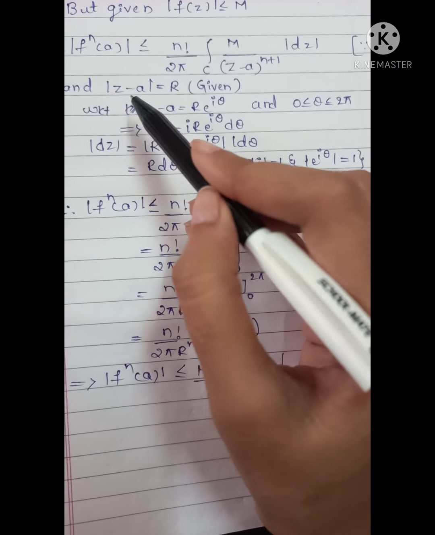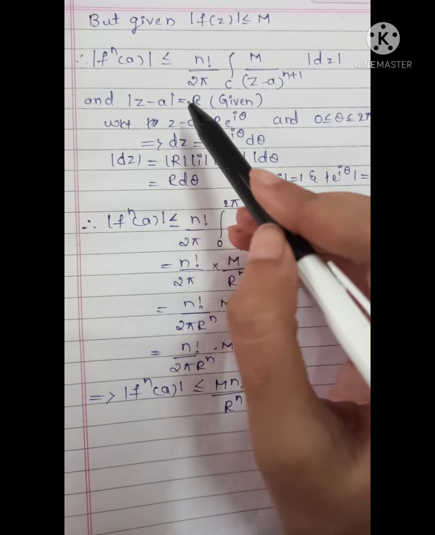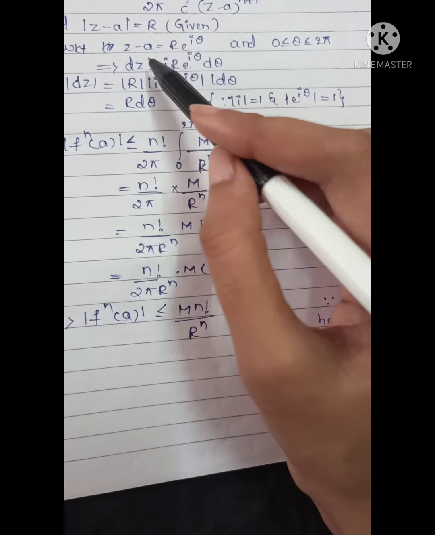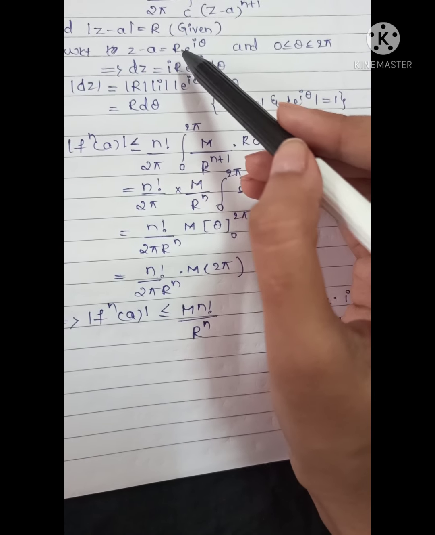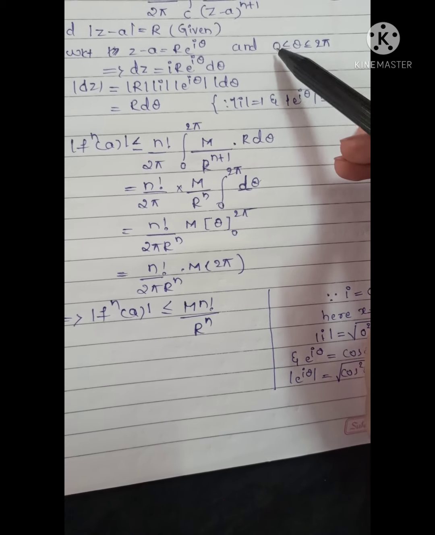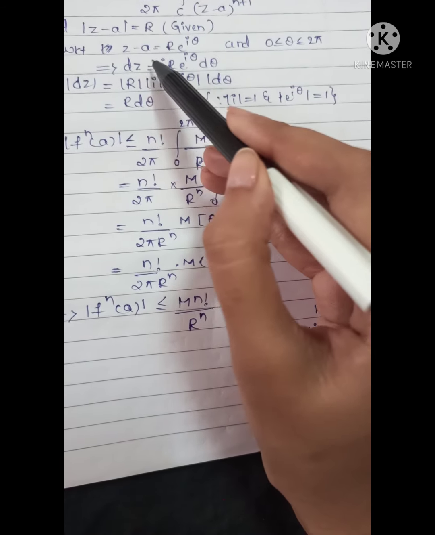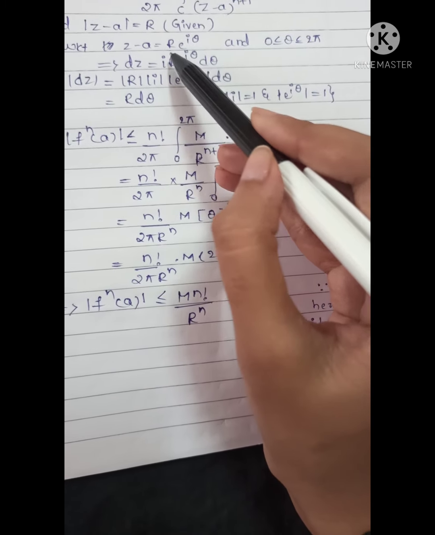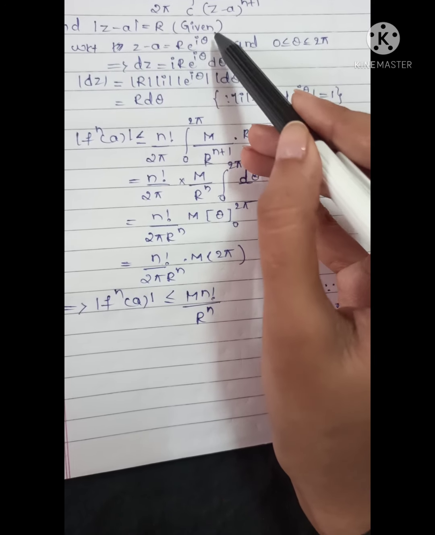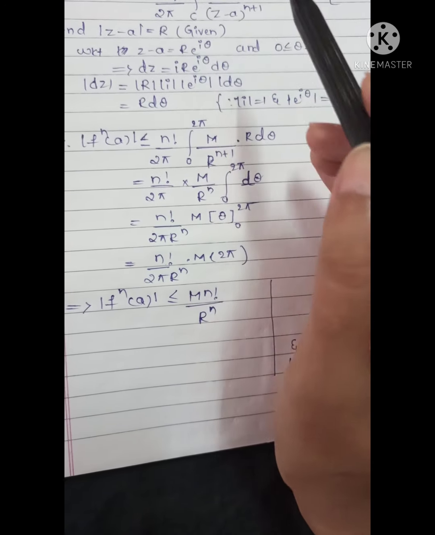And also they have given the equation of the circle, that is mod of z minus a is equal to r, and by the polar form of the complex number, z minus a can be written as r into e to the power of i theta, where theta lies between 0 and 2 pi. On differentiating this equation we get dz is equal to r, a constant, keep it as it is. Differentiation of e to the power of i theta with respect to theta is e to the power of i theta into i d theta.